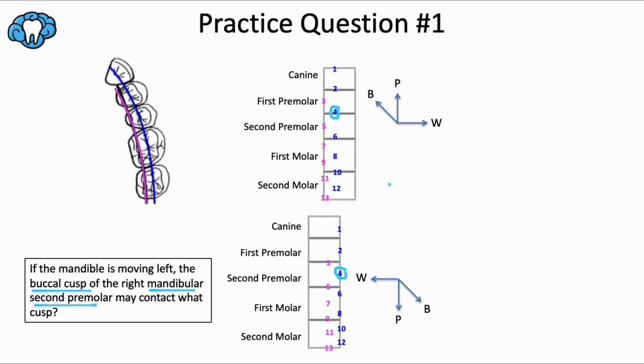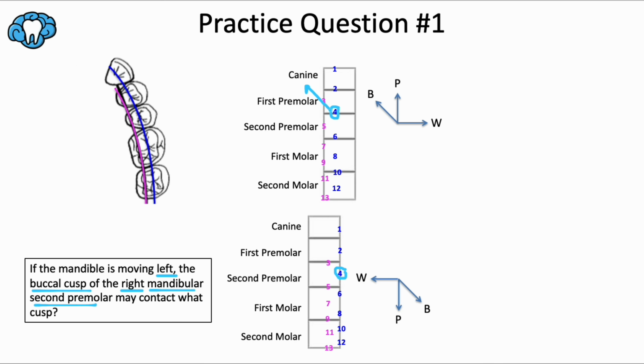Step number 3, the last thing to do is determine the movement. So because we are moving to the left and we're talking about the right side of the mouth, the side does not match the direction of movement. So this is a non-working or balancing side movement. Play that again. If the direction of movement does not match the side, it is not a working side. It is now a balancing side contact. So we can draw a balancing side movement arrow. That's the B arrow here.